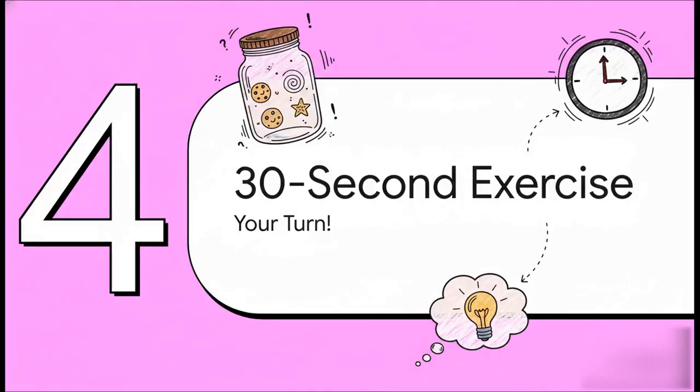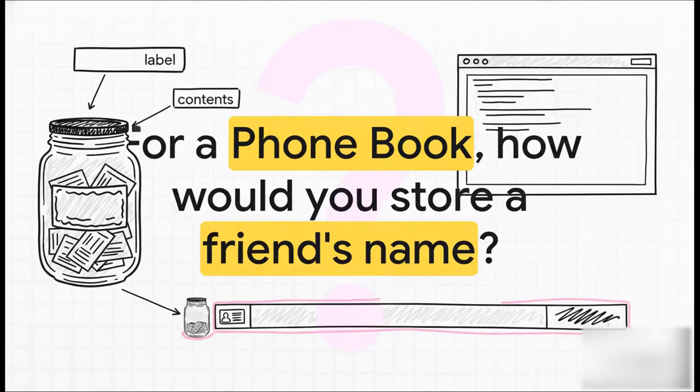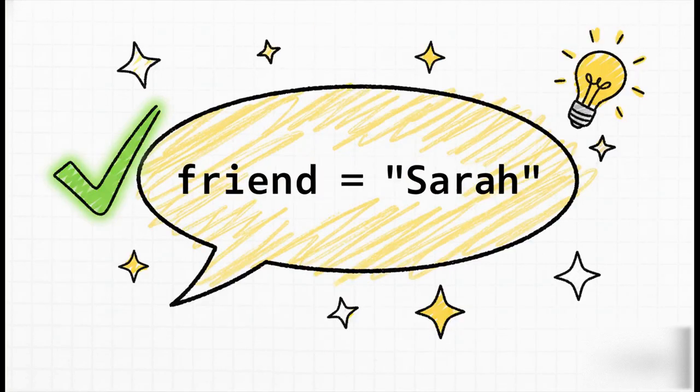All right, you ready to try this for yourself? Let's do a super quick 30-second exercise to put this new knowledge to the test. So, imagine you're making a digital phone book. How would you create one of these variables to hold a friend's name? Just think about the three parts: the container, the label, the contents. How would you write that out? Did you come up with something that looks kind of like this? friend equals Sarah? If you did, you absolutely nailed it. That's perfect. You just created a variable named friend, and you assigned it the data Sarah.